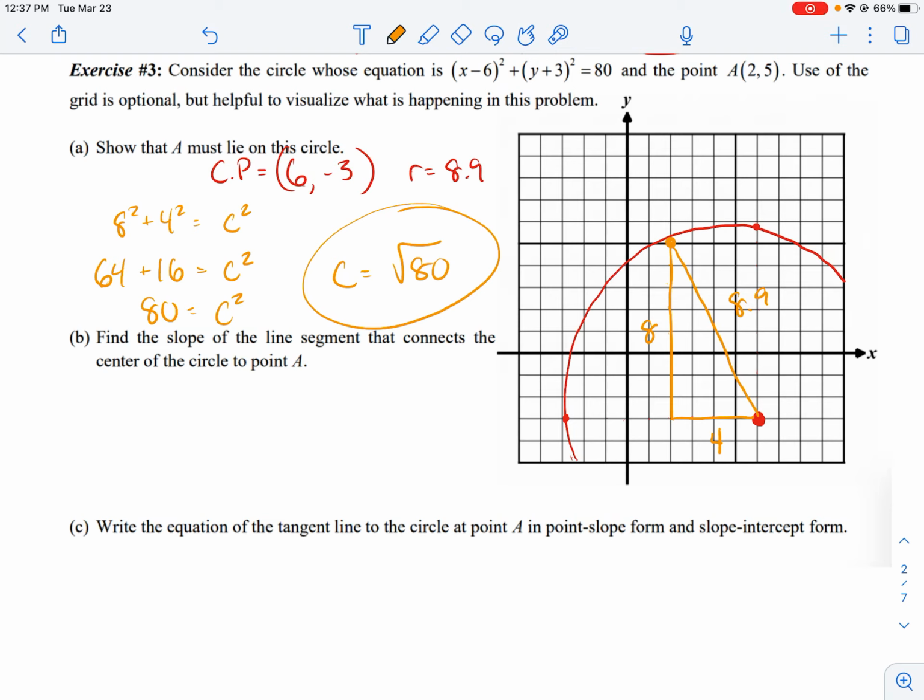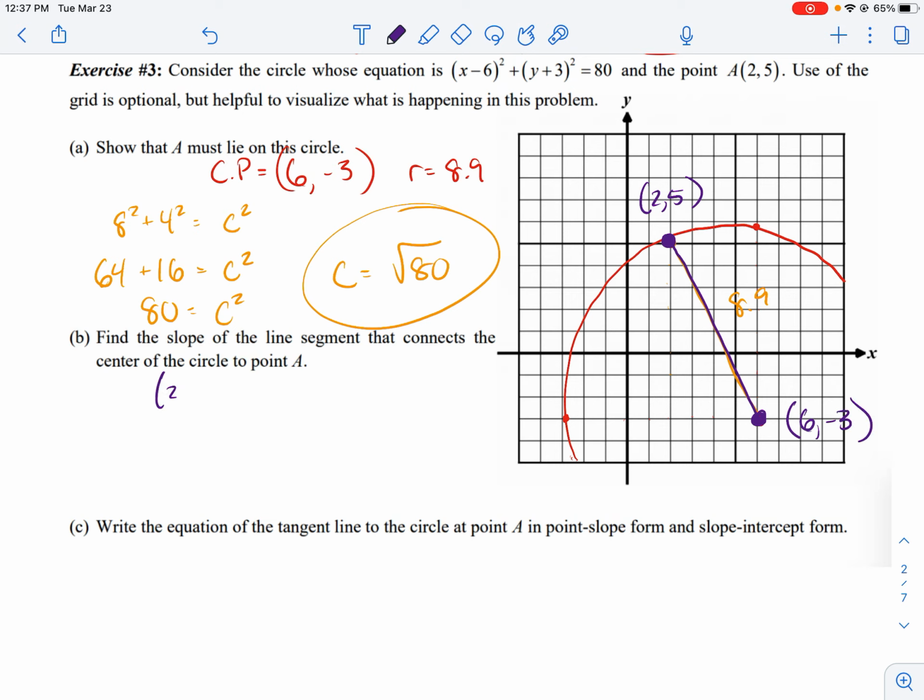So find the slope of the line segment that connects the center of the circle to point A. All right, so let's erase some stuff here. Okay, so let's just visualize this a little better. Okay, suppose it is on the circle. There's our radius. All right, and so find the slope of the line segment that connects the center of the circle to point A. Okay, so this point is 2 comma 5. This guy is 6 comma negative 3.